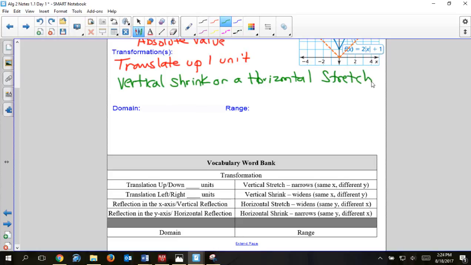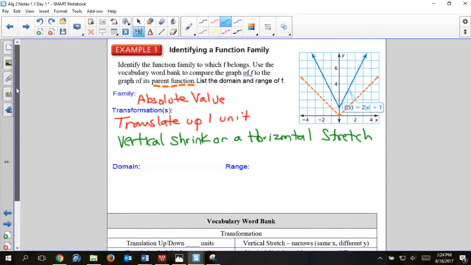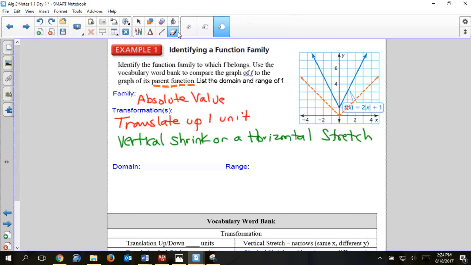And we will learn what the right one is. Just heads up, it is a vertical shrink. No, it is not. It is not a vertical shrink. Oh, it did not get wider, though. Just kidding. Let's try that again. It did not get wider.